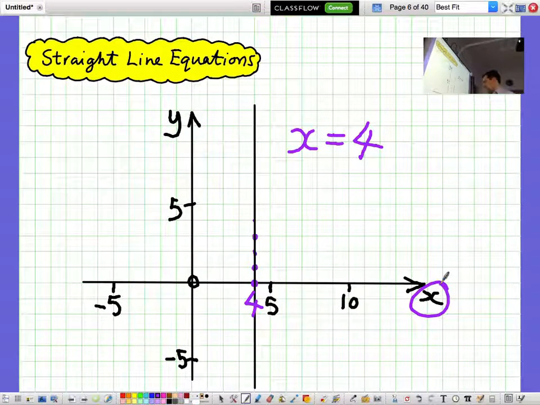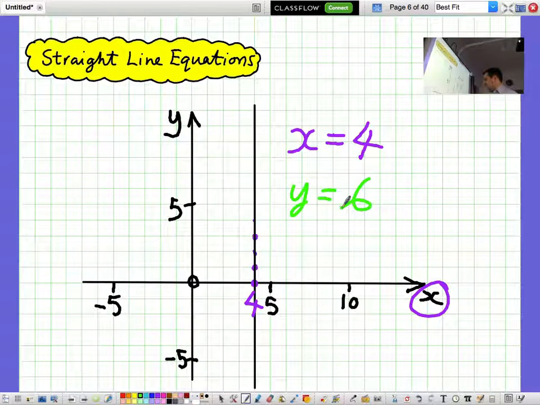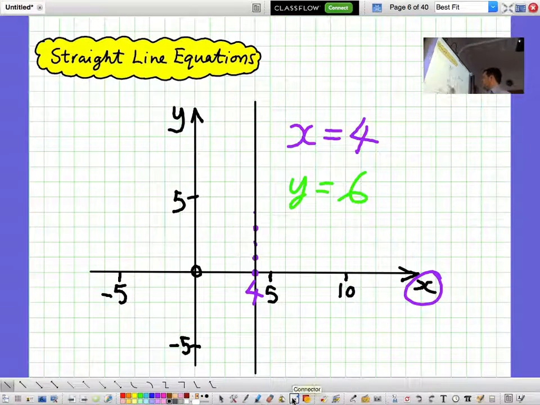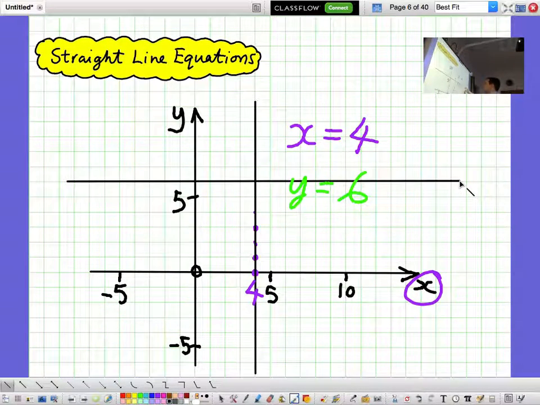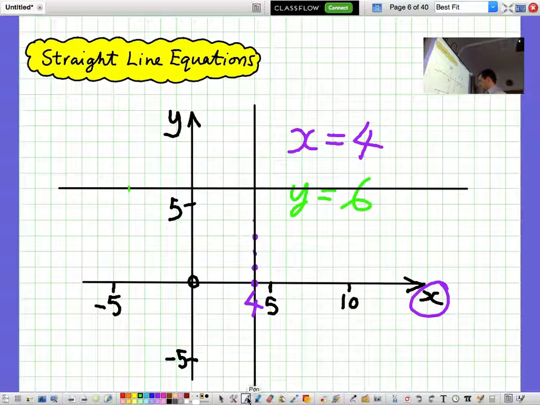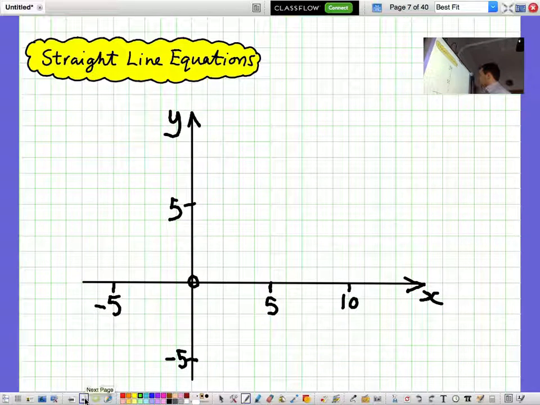In a similar way, the line y equals, let's say 6, is a horizontal line consisting of all of the points where y is 6. So it's just that horizontal there consisting of all of those points where y is 6. A horizontal line going through the y-axis at 6. And then you get special cases of those.